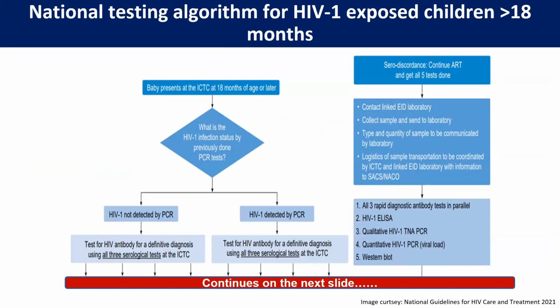Suppose the baby comes to you after 18 months of age, then what to do? You need to look at whether the baby has previously tested with PCR. If the child is not tested with PCR, you have to do HIV antibody test with all 3 serological tests at ICTC. If PCR was previously done, then also you have to do all 3 serological tests.